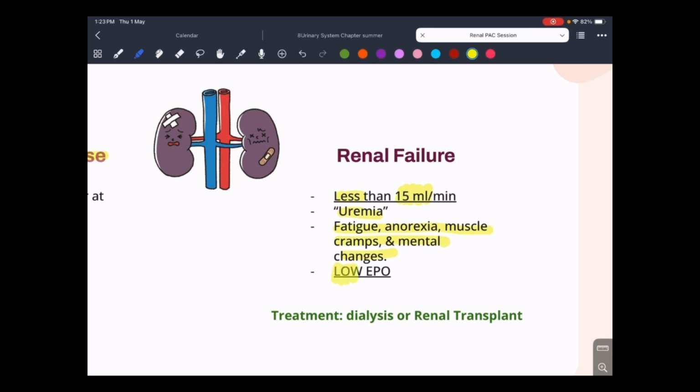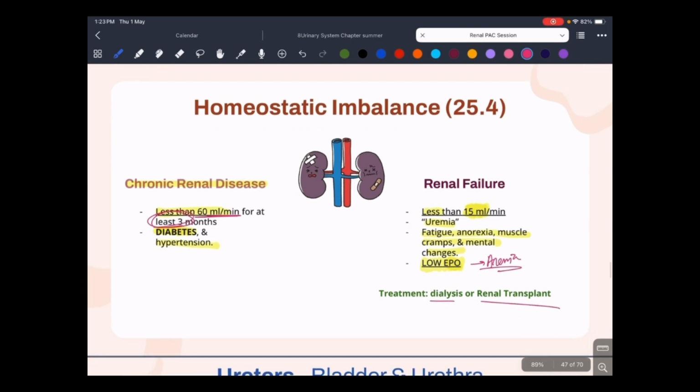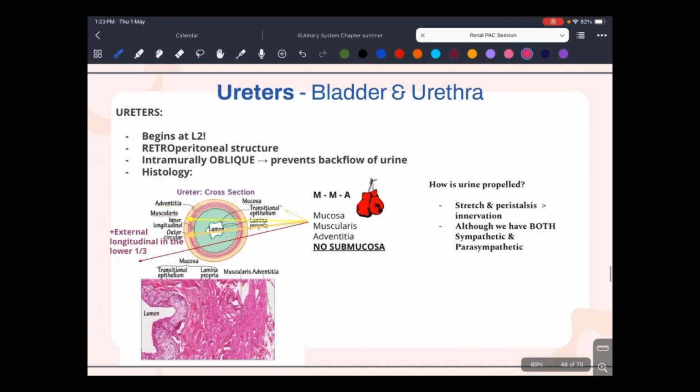And very important here is low EPO. Why? If the kidney is being this bad at its job, that means it's also being bad at its other jobs, like making EPO. And what did EPO do? It stimulated red blood cell production. So low EPO, that means this patient is also going to have anemia, right? So this could also be one of the symptoms. And what do we do here? Dialysis or renal transplant, or dialysis while they wait for the renal transplant. But of course we have to start filtering the blood, or this could turn very fatal. Again, these numbers are important, at least in my year they were.